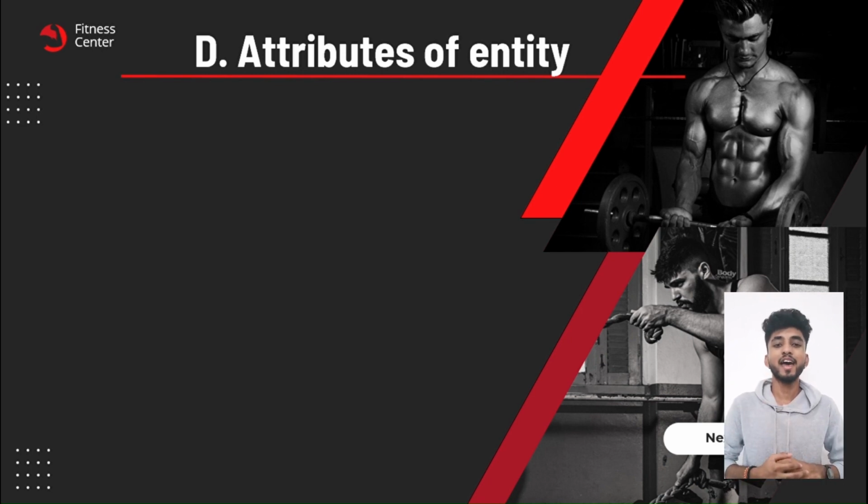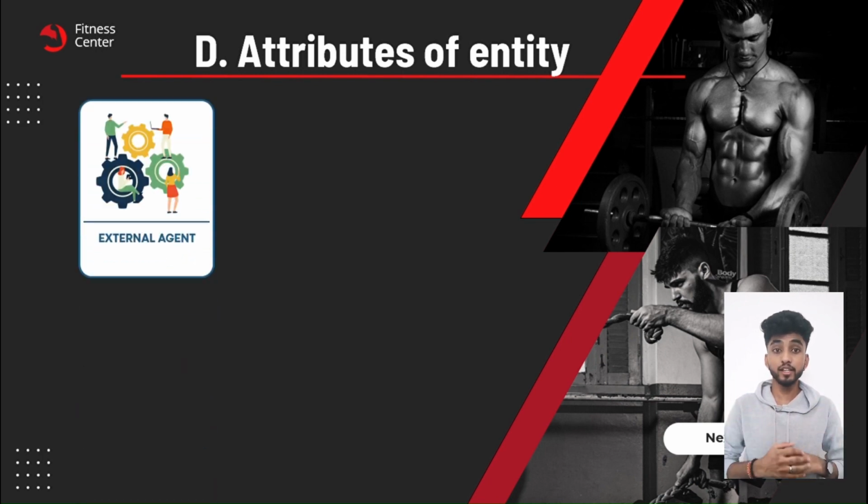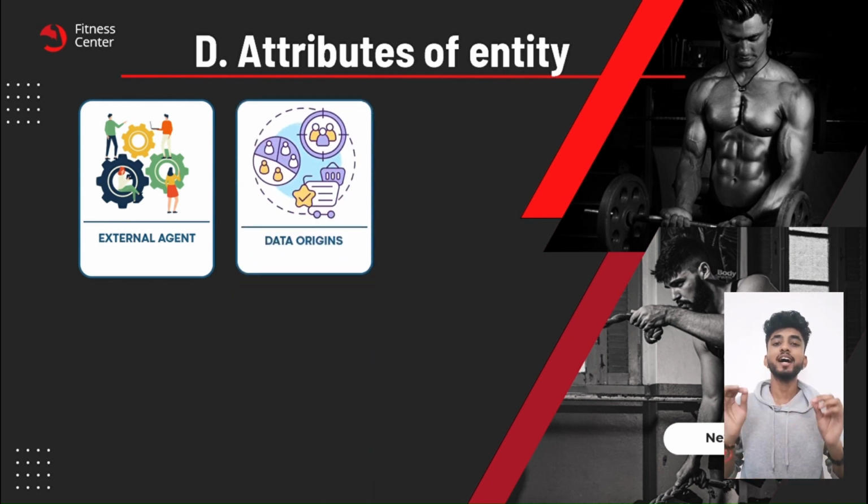Memo attribute for defined entity in order system. Here are 5 attributes related to entities in order system. First is external agent. An entity represents an external agent, which could be an individual, group, or another system interacting with the system. Second is data origin. Entities are sources or destinations of data within a system. They either provide input data to the system or receive output data from the system.